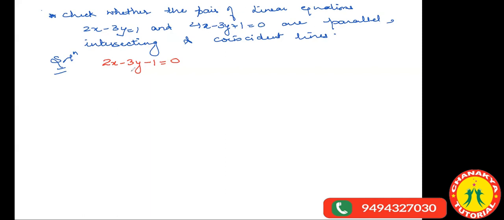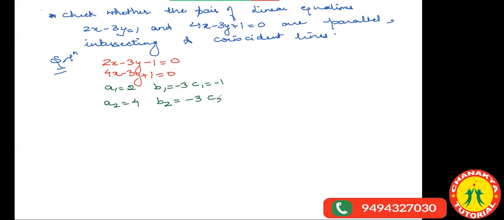Now the next equation is 4x minus 3y plus 1 is equal to 0. Then the values of A1, B1 and C1? A1 will be 2. B1 is minus 3 and C1 is minus 1. Then the value of A2 is 4, the value of B2 is minus 3, and the value of C2 is 1. So now we will compare the equations.